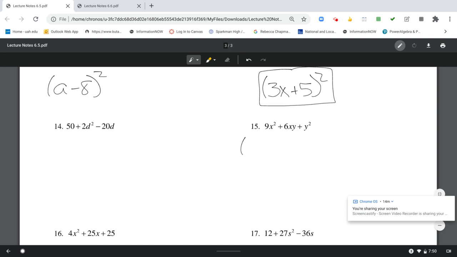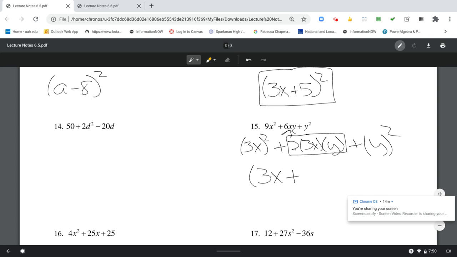So when I look at number 15, I get 3x squared plus 2 with two parentheses plus y squared. So I'm going to put my 3x and my y here. As long as this adds up or multiplies up to that middle term, then I have my factors. If it does not, we cannot use this method. Okay. Now, the reason I skipped over number 14 is because it's not in order.